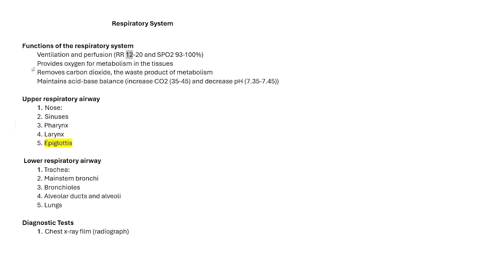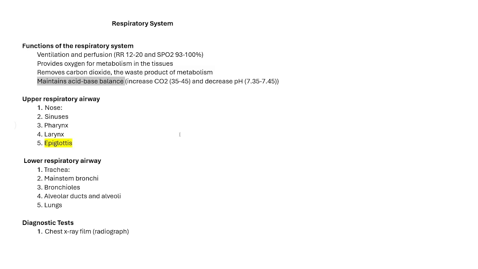Now, another function of the respiratory system is to remove carbon dioxide, which is a waste product of metabolism. If this process fails, we end up producing more carbon dioxide in our body, and this pushes the carbon dioxide levels to go up. And when that happens, the pH goes down. An increase in carbon dioxide levels causing the pH to go down is what we refer to as respiratory acidosis.